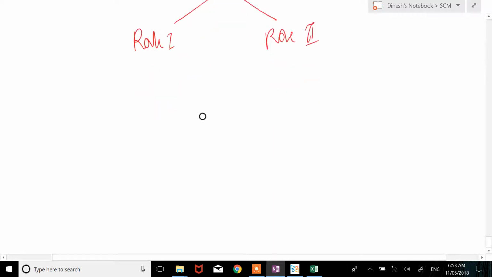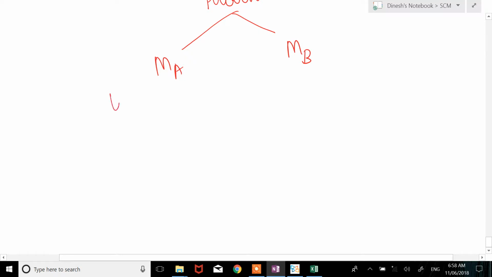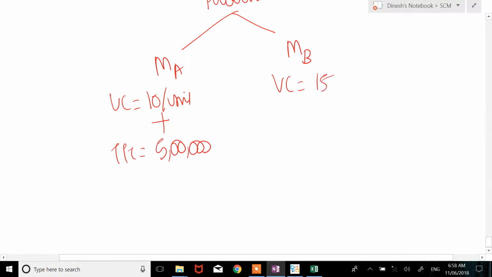Now taking this forward from a company point of view, production: method A, method B, there are two ways of producing a product. Method A says that my variable cost is going to be 10 per unit and fixed cost is going to be 5 lakhs. Method B says variable cost is going to be 15 per unit, but fixed cost is only going to be 2 lakhs. So in one method fixed cost is less, in another method variable cost is less.